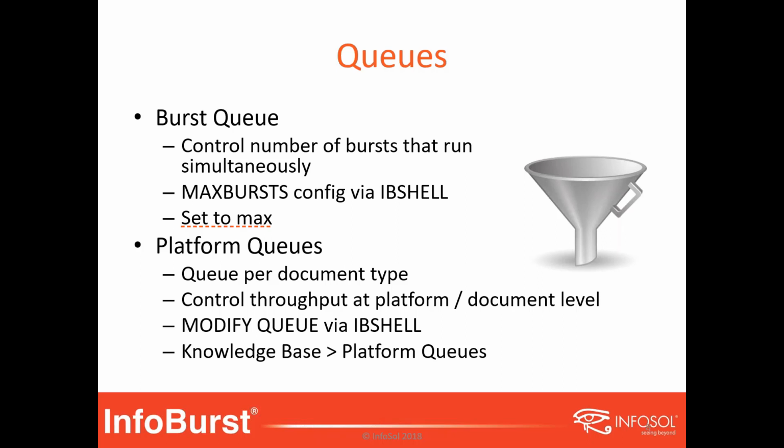So these platform queues govern the number of concurrent document refreshes per document type that InfoBurst will submit to a platform. So if you have a 7 Webi queue and a 4 Crystal queue, you can run a total of 11 reports, assuming they are 7 Webi and 4 Crystal at the same time, okay? These can be adjusted also using modify queue in the command shell.